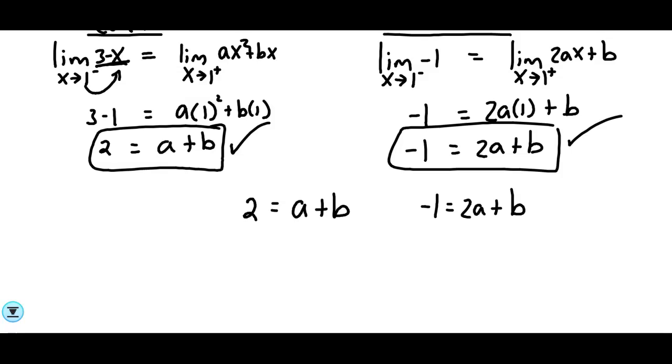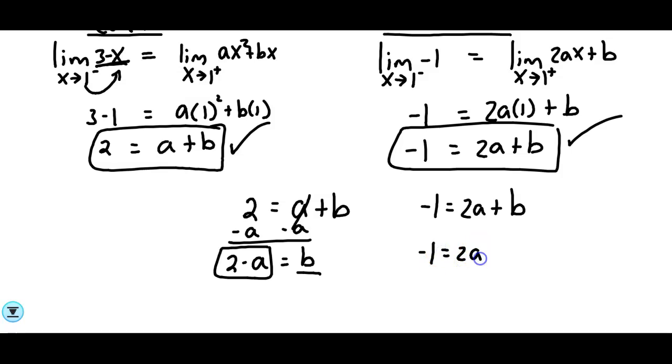Okay, so with the substitution method, what you want to do is you want to get one of the variables by itself. So for instance, over here, I'm going to get the b by itself. I'm going to minus a on both sides. That's going to give me 2 minus a equals b. All right. Now, why would I do that? Well, by getting the b by itself, I can replace b with 2 minus a because they're equal. And that's exactly what I'm going to do over here. I'm going to replace that b there with 2 minus a.